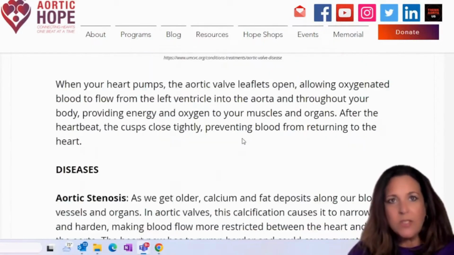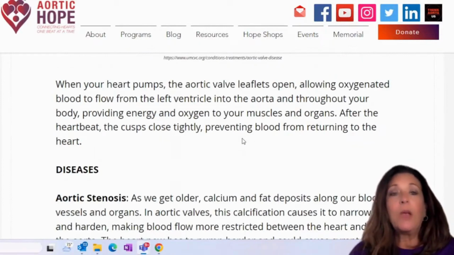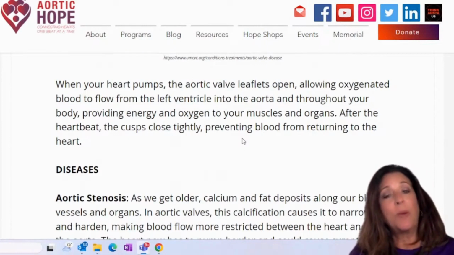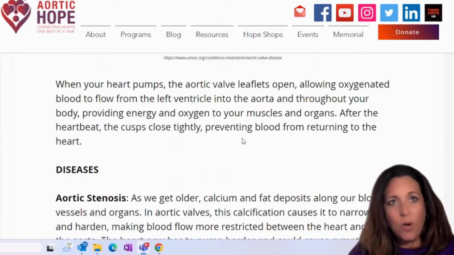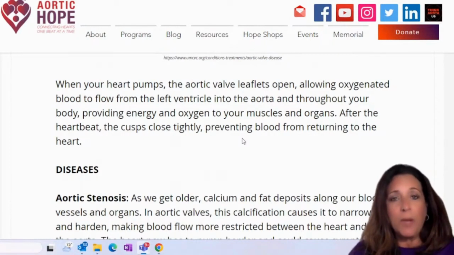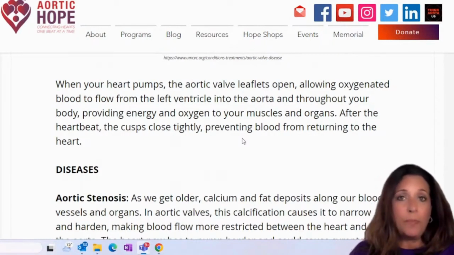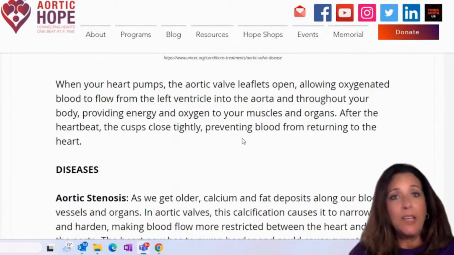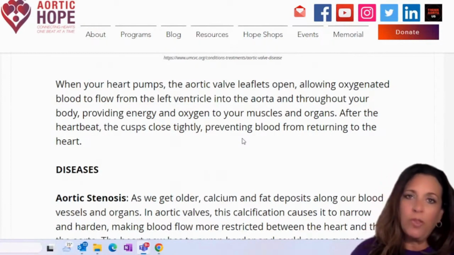When your heart pumps, the aortic valve leaflets open, allowing the oxygenated blood to flow from the left ventricle into the aorta and throughout your entire body, providing energy and oxygen to your muscles and your organs. And after the heartbeat, the cusps close tightly, preventing blood from returning to the heart.